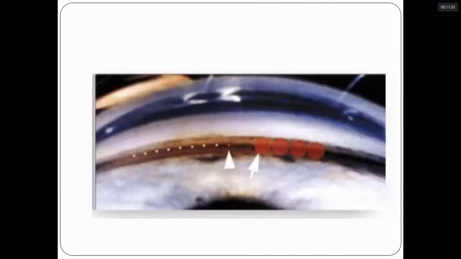This is a method where we do the laser trabeculoplasty in the pigmented part of the trabecular meshwork. We try to apply the burns like this, and laser burns are applied like this with the help of the lens.